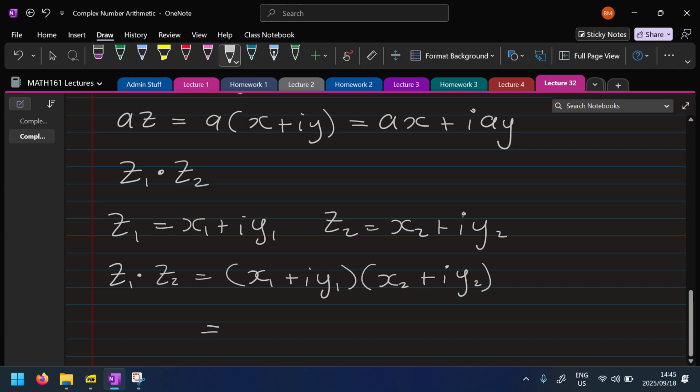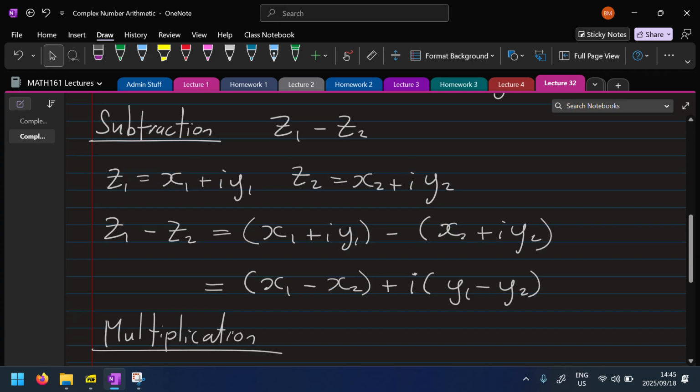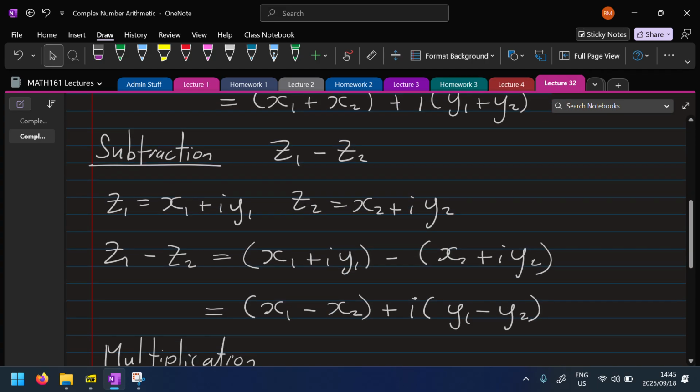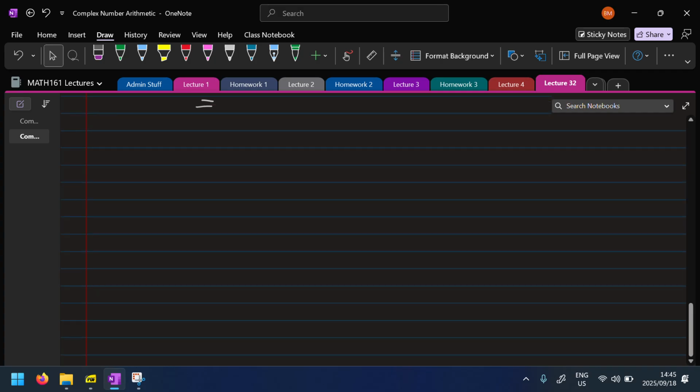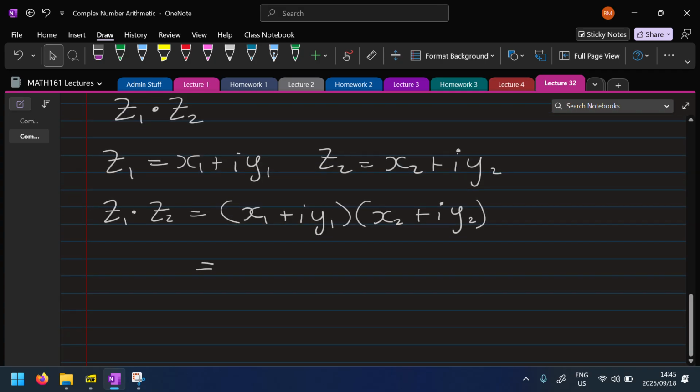Okay, and we're just going to do it exactly the same as before. We just distribute with the brackets, same as we did for the addition and the subtraction. So let's go through it slowly. We're going to distribute the x1 into the bracket there, so it will be x1 x2.